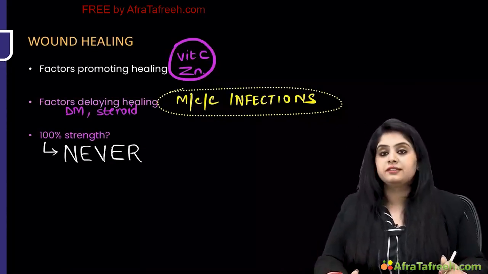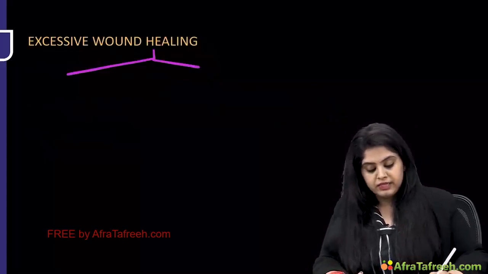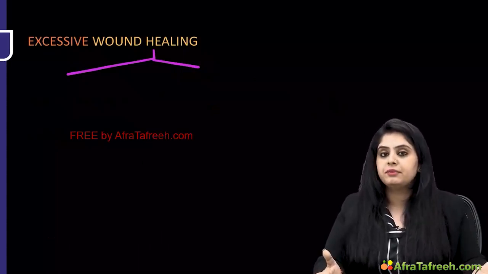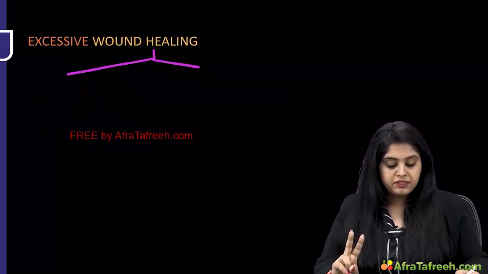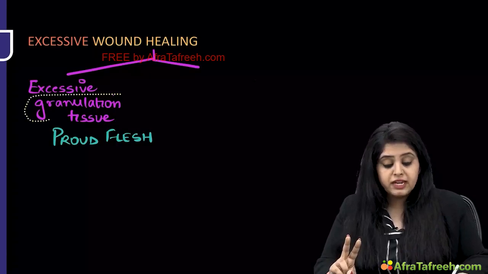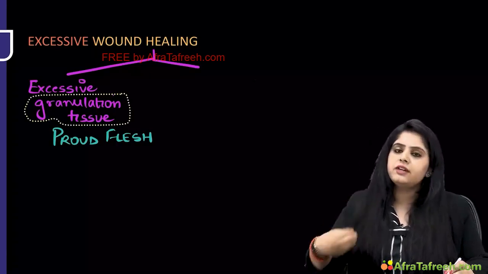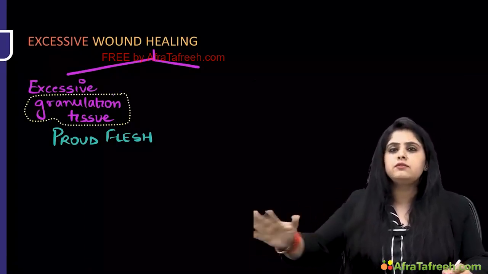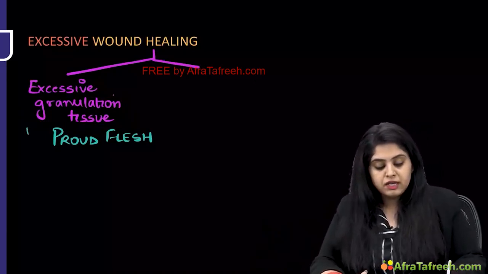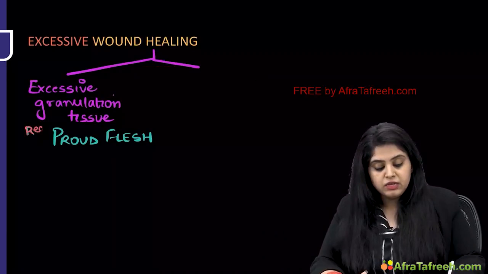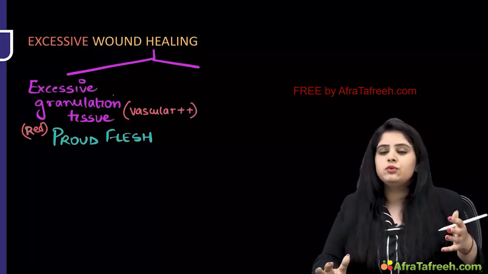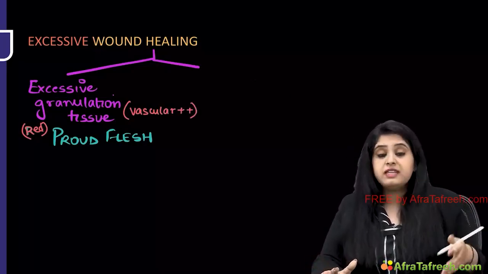Now, the last part of wound healing that is left is, what if someone has wound healing and that healing keeps on happening? Excessive wound healing happens. You say 2 scenarios, ma'am. Scenario number 1 is excessive granulation tissue. Too much granulation tissue. When does granulation tissue formation start? Day 3. And after that, granulation tissue keeps on forming for 20, 30, 40 days. That is known as proud flesh. Why? Because of the red color that it has. We know granulation tissue is extremely vascular. It has a lot of blood vessels. So when there is too much granulation tissue, that area is going to look very what?